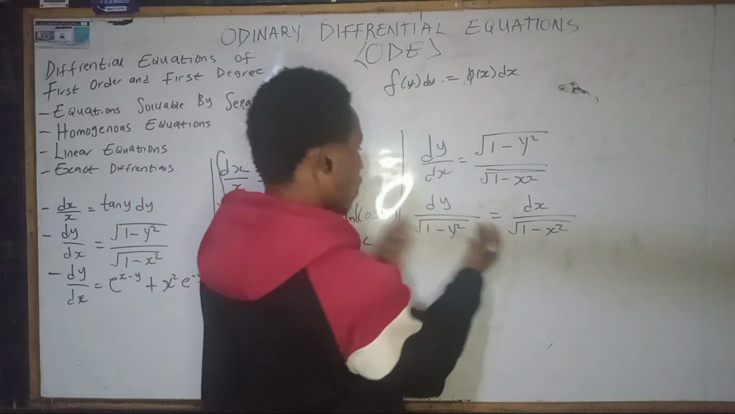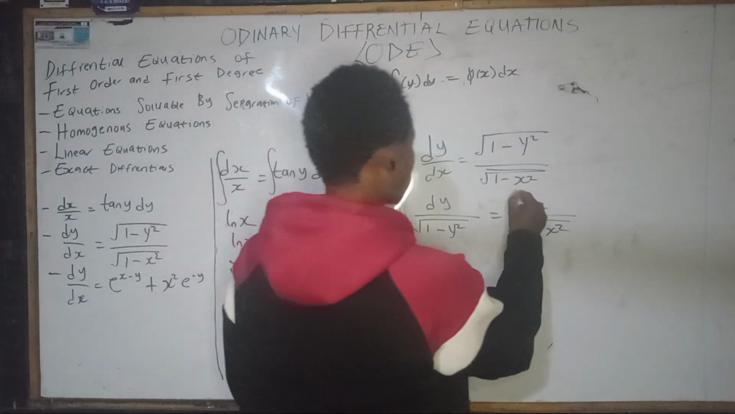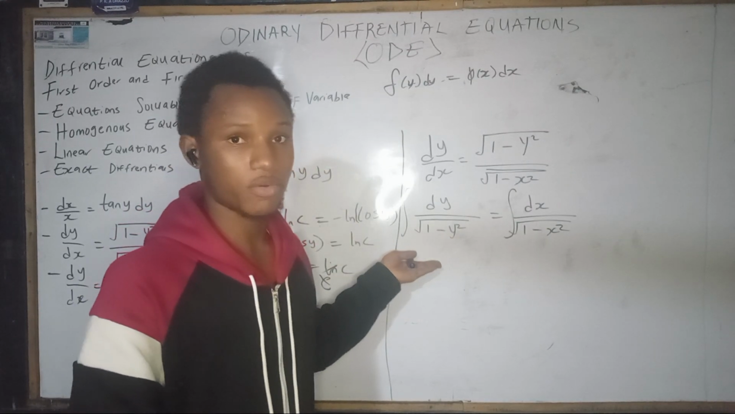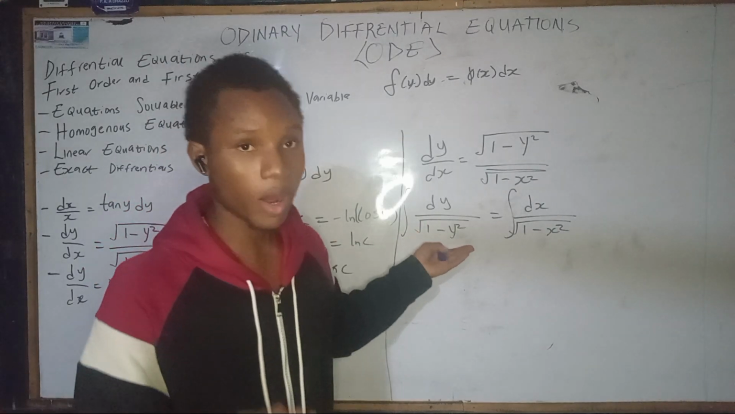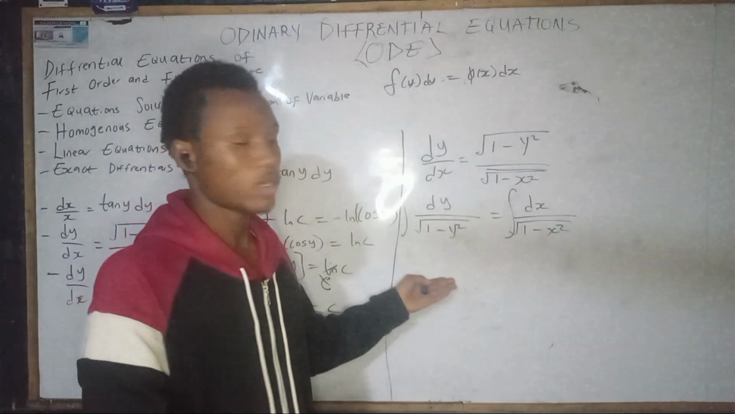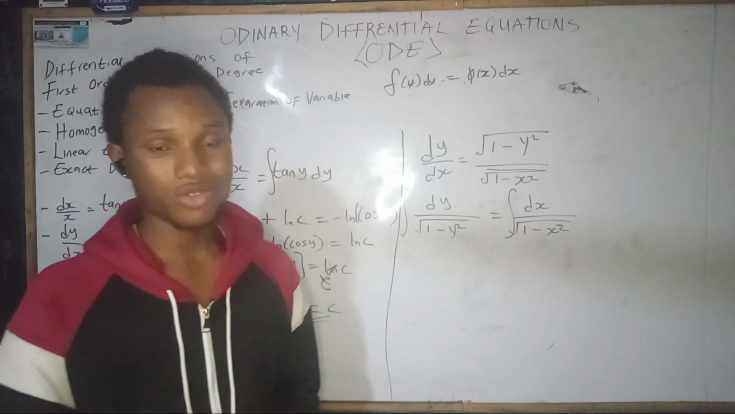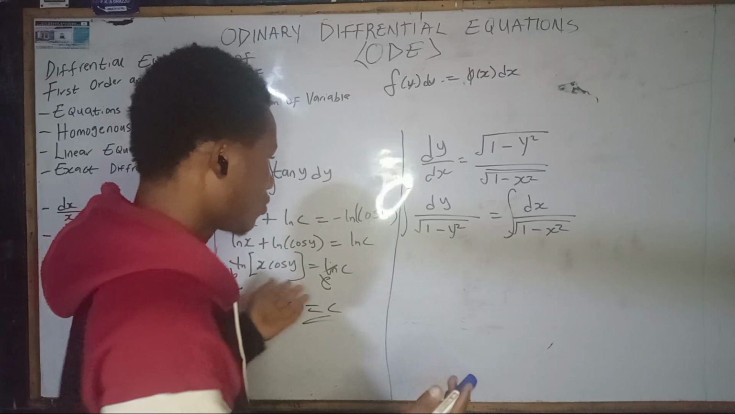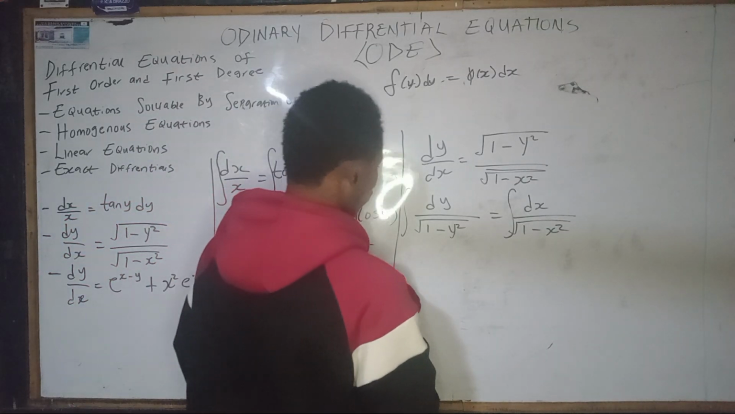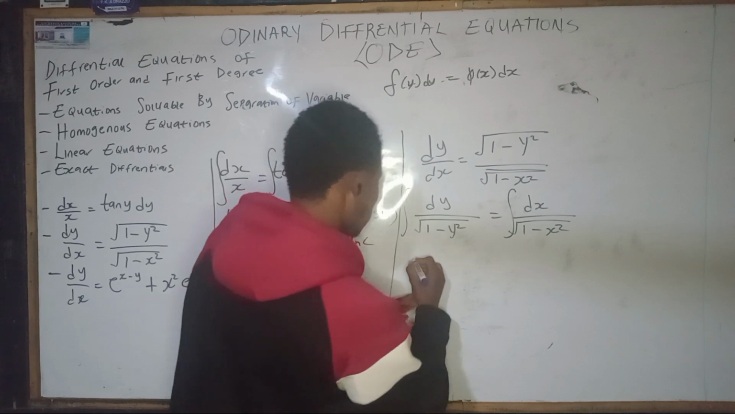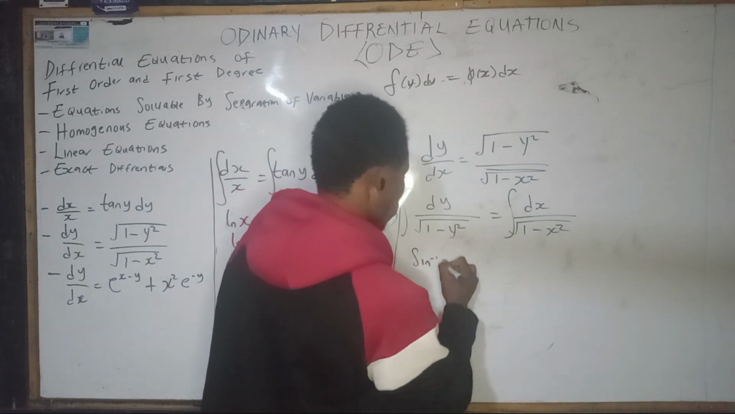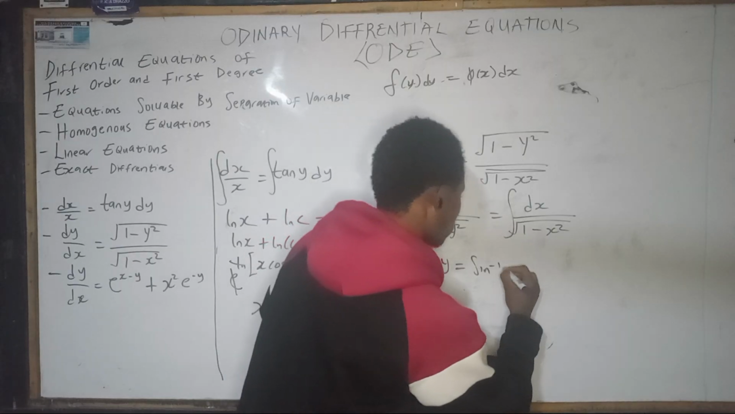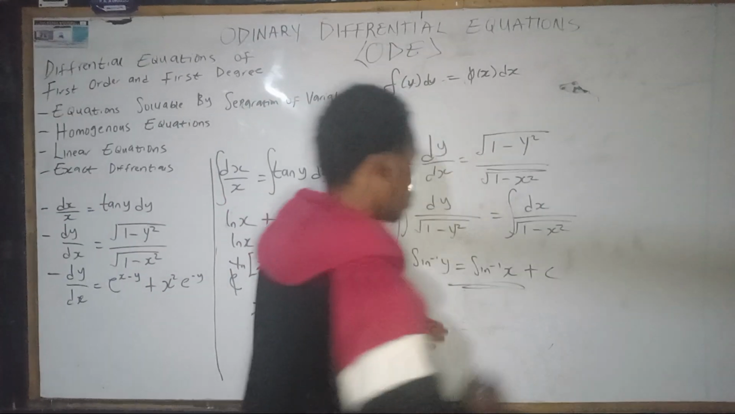Now, since we have y on one side and x on the other, we just integrate both sides. If you know trig substitution very well, you'll know that when we integrate 1 over the square root of 1 minus y squared, it gives us the arcsine of y. And if we integrate 1 over the square root of 1 minus x squared, it gives us the arcsine of x. You can do the proofs, or let us just move on. So if we integrate this, we have arcsine of y is equal to arcsine of x plus c. And this is our final answer.